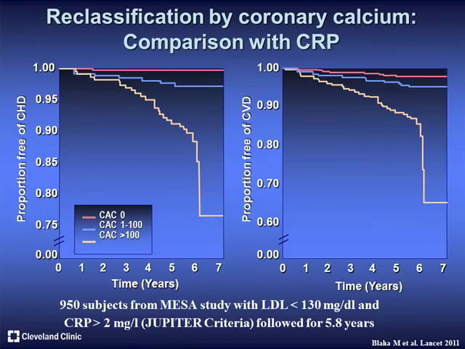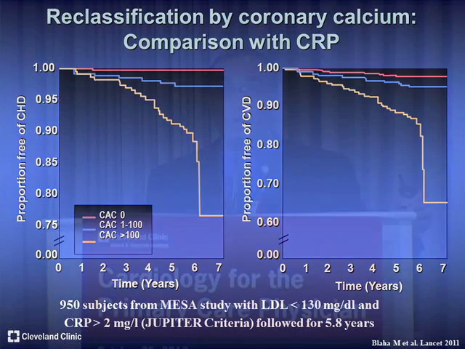What this study showed was that if your calcium score was 0, your outcomes are good. If your calcium score was greater than 100, your outcomes are worse. So even if you have high CRP, it doesn't automatically mean that everybody should be started on statins. At least according to this study, you can still further risk stratify these patients.